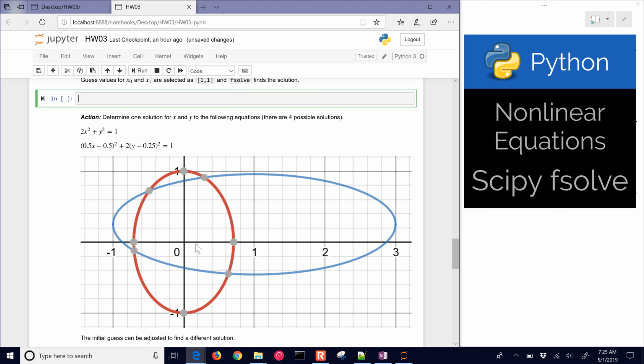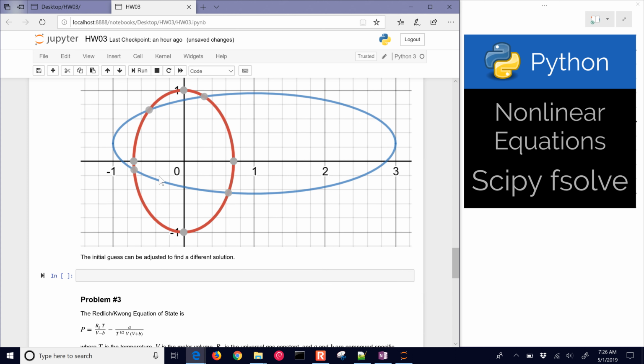So now let's solve this set of equations. We're going to determine a solution for x and y to the following equations. There are 4 possible solutions where these intersect, and you can see the 2 equations. The first one right here is centered at 0, 0. It's just an ellipse, and then we want to see where the values of x and y are going to satisfy both of these. We have another ellipse that's shifted off to the side, with its center about right here, and they're going to intersect at some of these gray points.